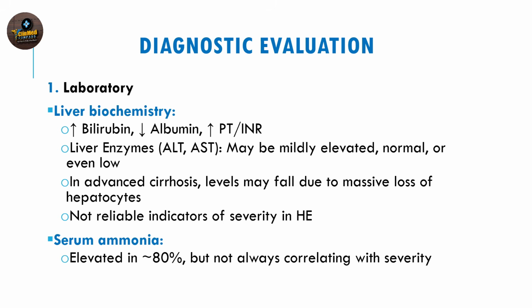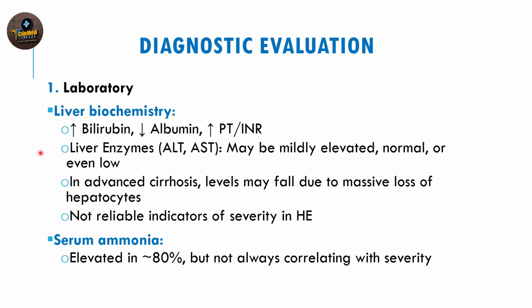Diagnostic evaluation. We'll look at some of the laboratory investigations we can do in patients with hepatic encephalopathy. We'll start with the liver function test. In liver function test, we'll have elevated bilirubin, reduced albumin, and increased or prolonged prothrombin time or INR. For the liver enzymes, AST and ALT, they may be normal or low in advanced disease due to hepatocyte loss. However, if the encephalopathy is from acute hepatic failure, the enzymes will be elevated.